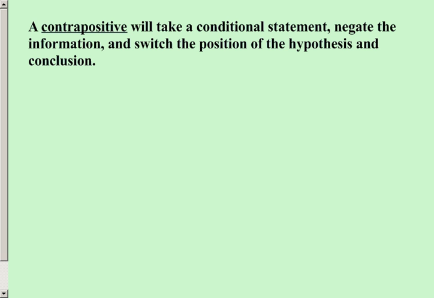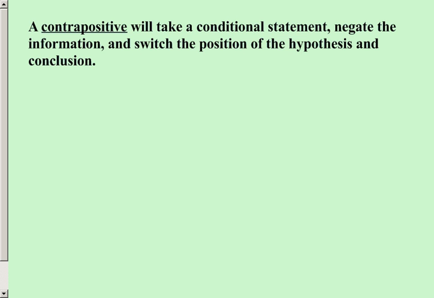The final form of a negation is what's called a contrapositive. Now, contrapositive, while it sounds like a really complicated term, actually has a fairly simple meaning. Contrapositive takes the conditional statement, negates the information, and switches the positioning of the hypothesis and the conclusion. Now, if you listened to me say that and you said, wait a minute, Mr. Hill, a few seconds ago you said it was going to be a really simple meaning, and then that sentence did not sound very simple at all. Well, it's actually not that bad.